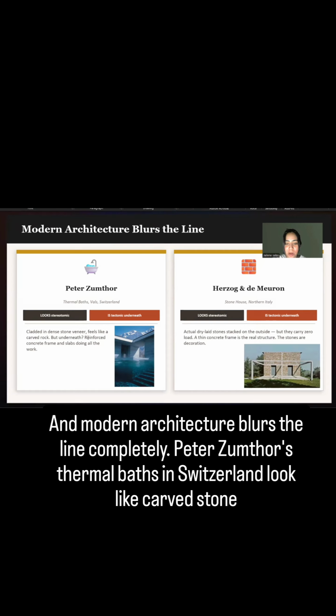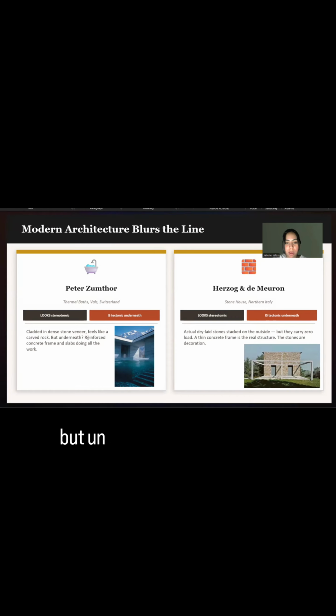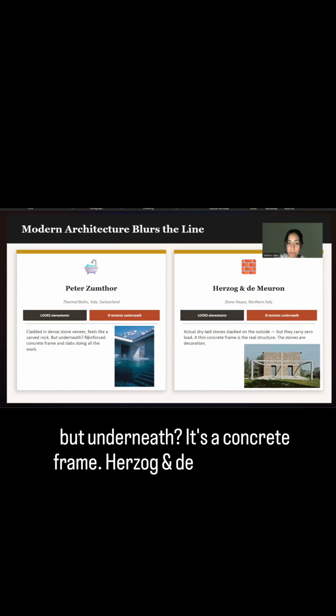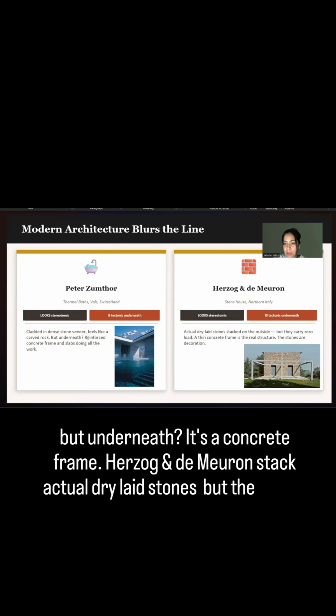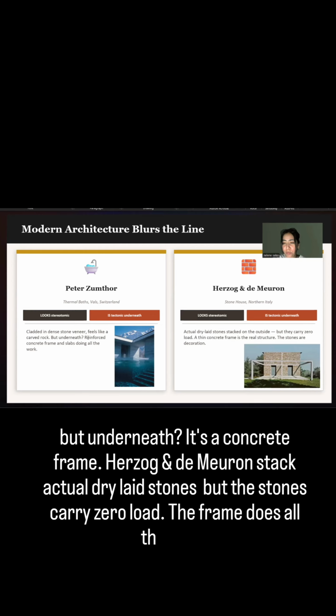Modern architecture blurs the line completely. We have Peter Zumthor's thermal baths in Switzerland, which look like carved stone, but underneath it is a concrete frame. And then we have Herzog and de Meuron, who stack actual dry-laid stone, but the stone carries zero load. The frame does all the work.